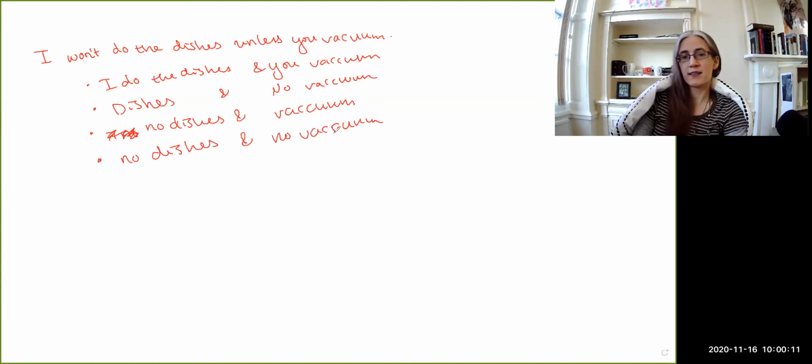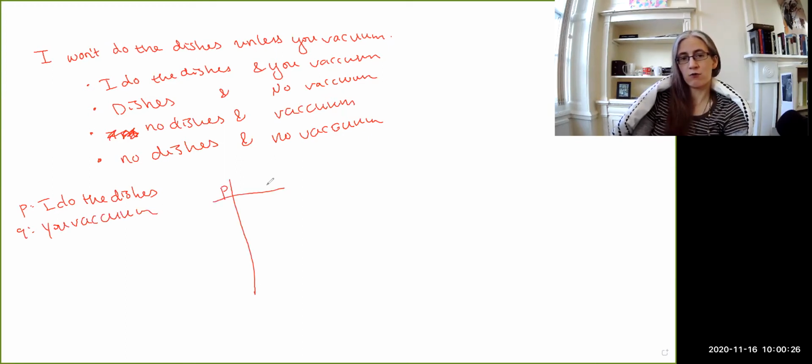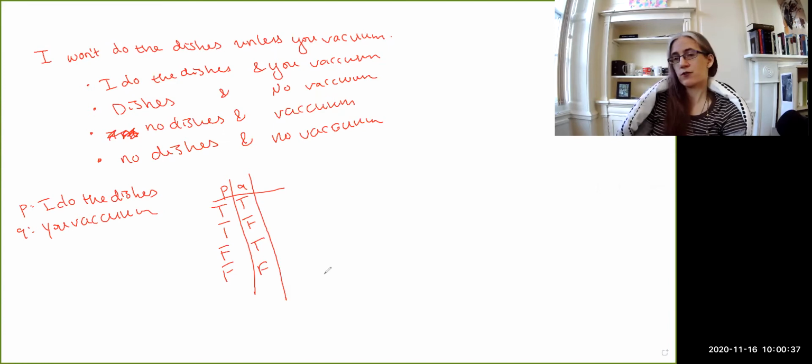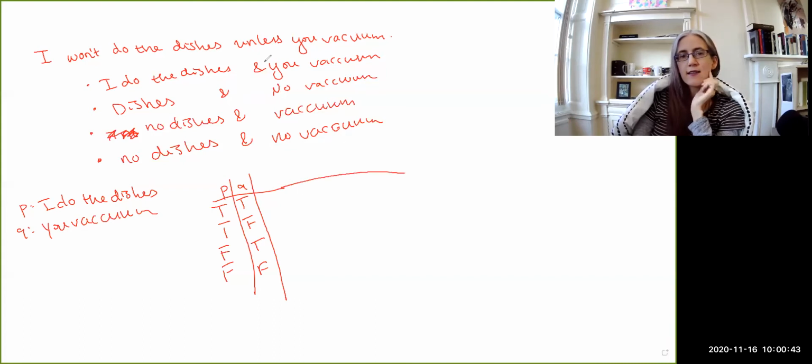So basically, if P is I do the dishes and Q is you vacuum, these are just the four possible truth value combinations that we can get. Either P is true and Q is true, P is true and Q is false, P is false and Q is true, or they're both false. So there are the possibilities. I want to say that this is the same as just crossing off the unless and writing or, so that we would render this sentence not P or Q.